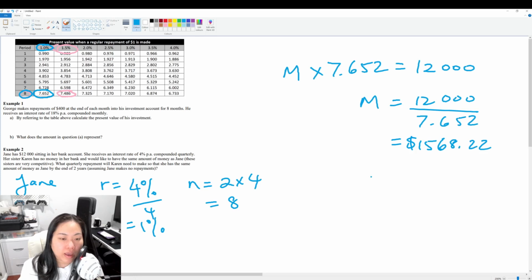$68.22. Therefore, Karen will need to put away $1,568.22 every quarter for the next 2 years to have the same amount of money that Jane would have in her account after 2 years of accruing interest. I hope that made sense. If not, just ask me to make another video and I'll go deeper into it.